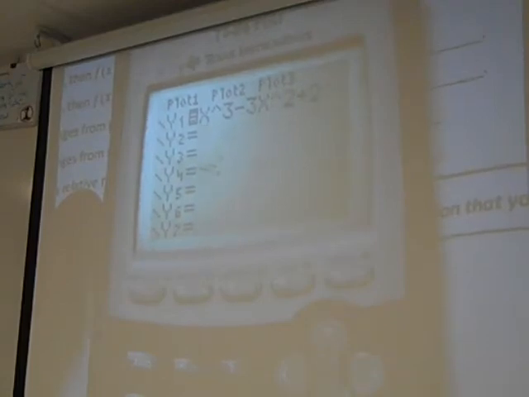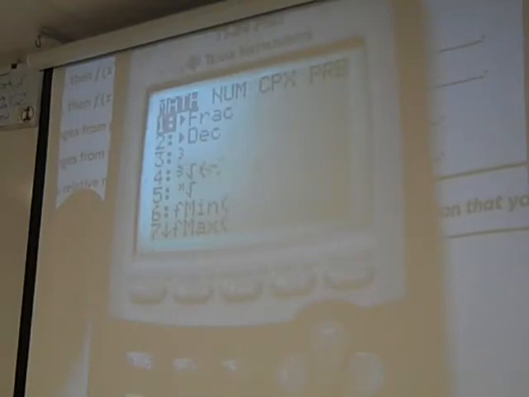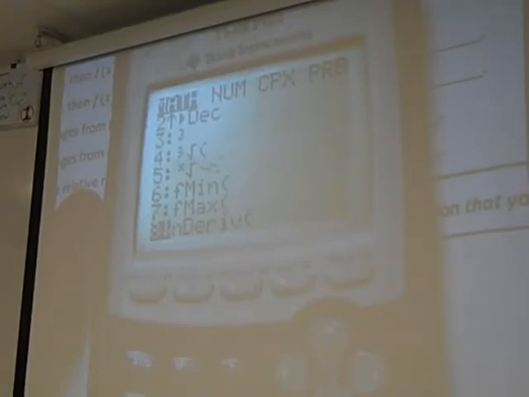Is that the original? Yes. We're going to get your calculator to graph the derivative for you. And here's how it works. And the instructions are at the bottom if I go too fast or if I forget. Hit math. Scroll down. nDeriv. Any guess what that is?